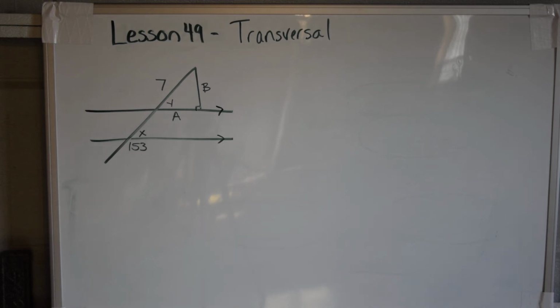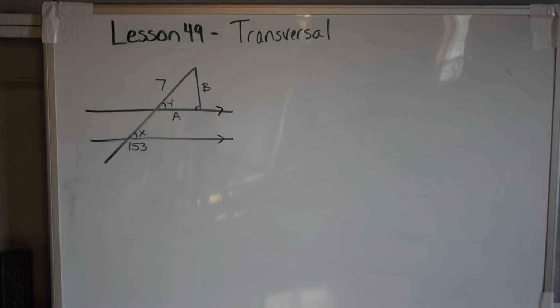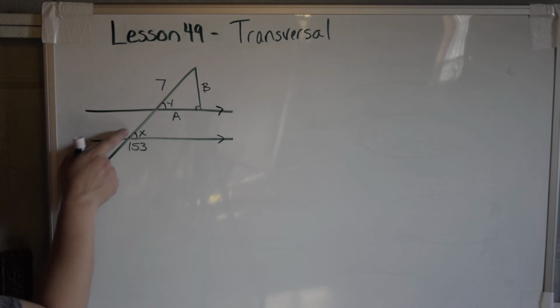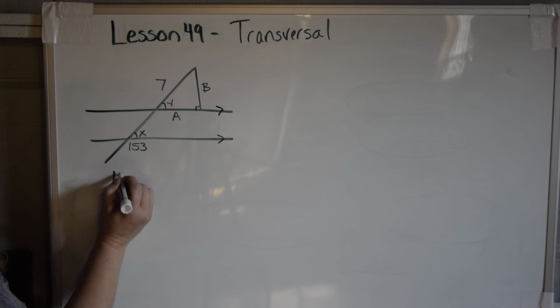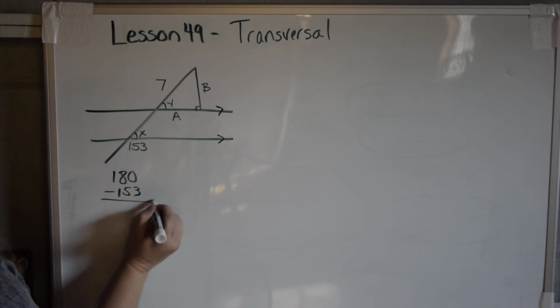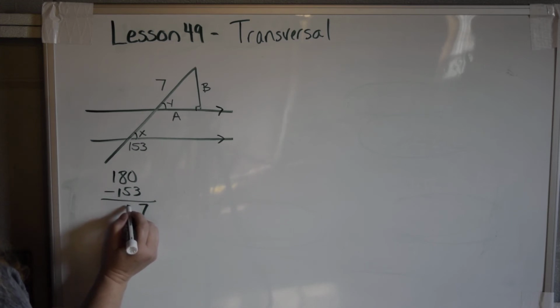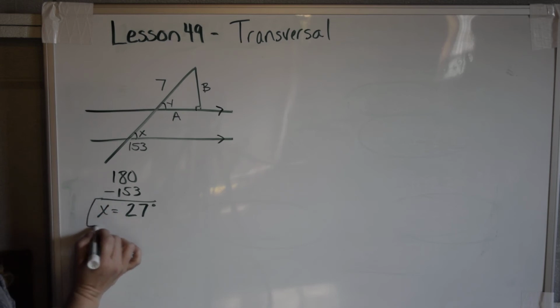When I look at this, I see that X and Y are corresponding angles. If they're corresponding, then they are congruent. And then I look at X and 153, and I see that those are supplementary. Knowing that they're supplementary, I can do 180 minus 153, and that will give me 27 degrees. So X is 27 degrees.